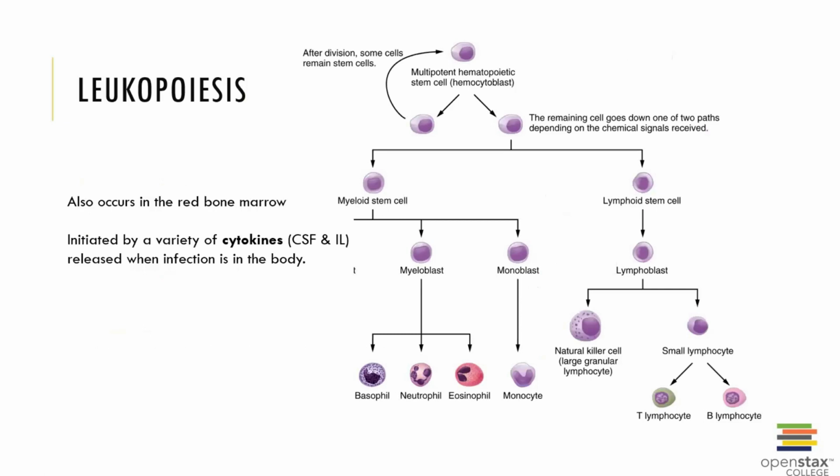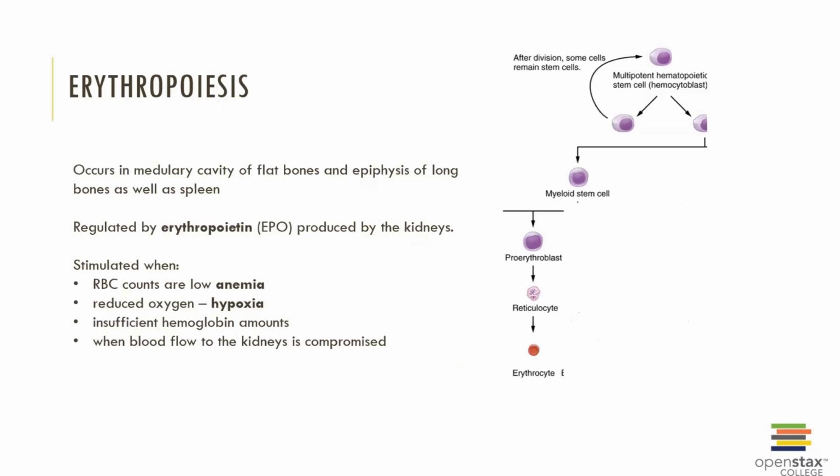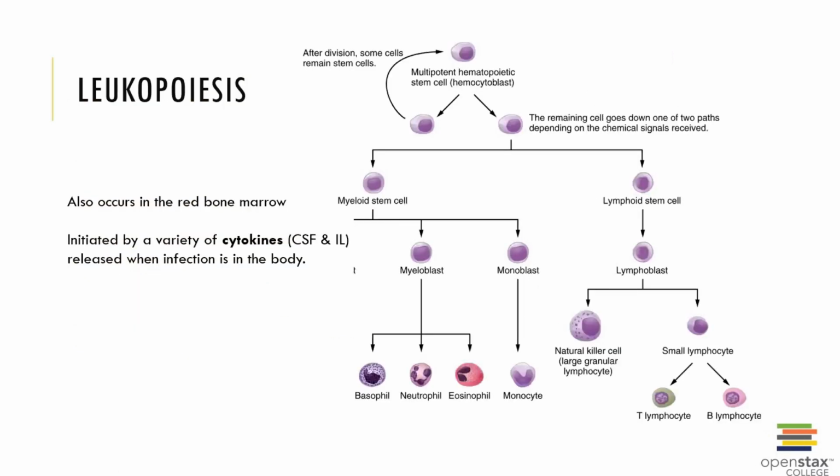So let's talk about leukopoiesis, the production of leukocytes. This also occurs in the red bone marrow, but it's initiated by a variety of cytokines and released when infection occurs in the body, rather than by a hormone. In fact, if we go back to the erythrocytes, there is some hormonal activity involved. We're not going to get too much into that right now, but in the case of leukopoiesis, there's no hormonal activity involved.